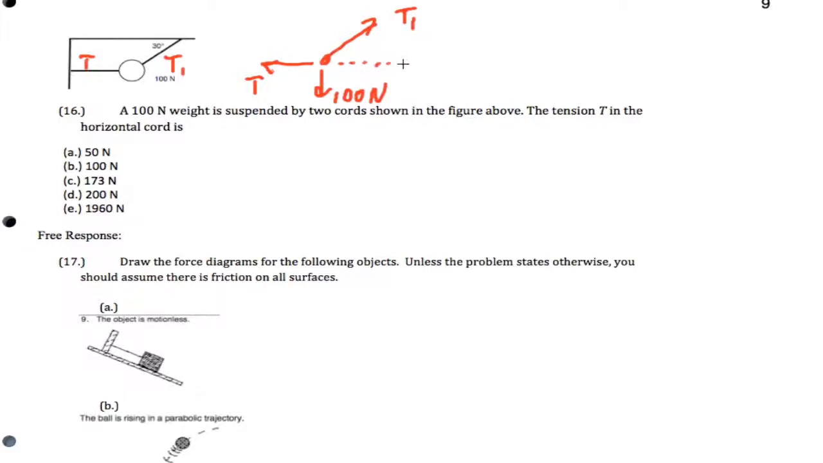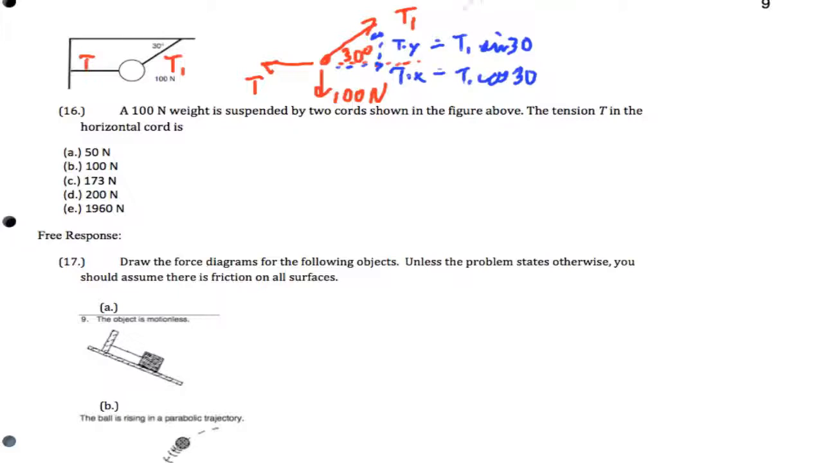Now this here is a 30-degree angle as well. And what I need to do is split T1 into two components. So I'm going to have, whoops, let me do that as a dotted line, and I'll do it in blue. So I'll have T1y, and I'll have here T1x. Now T1y is going to end up being T1 times the sine of 30, and T1x is going to be T1 times the cosine of 30.